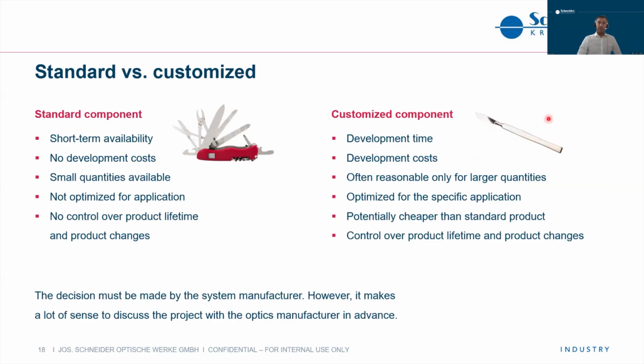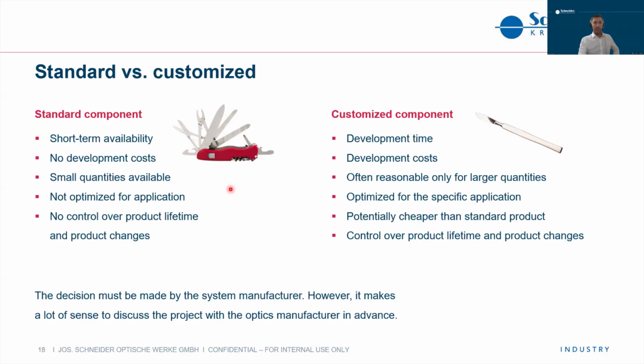All right, so as a summary, a standard lens is great because you can get 1 or 2 pieces very quickly. It's often on stock, but the issue is it's not optimized for the application, and pretty often it's also more expensive when we are talking about, let's say, standard simple lenses.